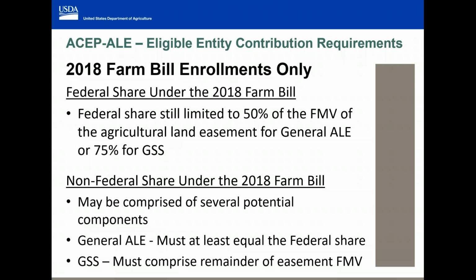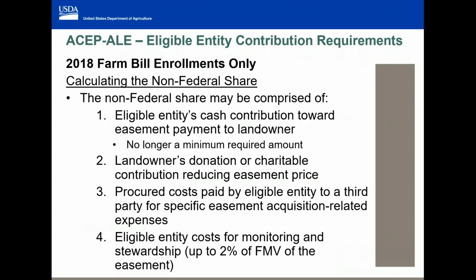But now that non-federal share can be comprised of several different components, actually 4 components. Next slide, please. And here are the 4 components. This is how the non-federal share is calculated under the 2018 Farm Bill. As I said, there are 4 components. The first one is the eligible entity's cash contribution. That may seem familiar from the 2014 Farm Bill. It is very similar, except that now there is no longer a minimum eligible entity cash contribution.